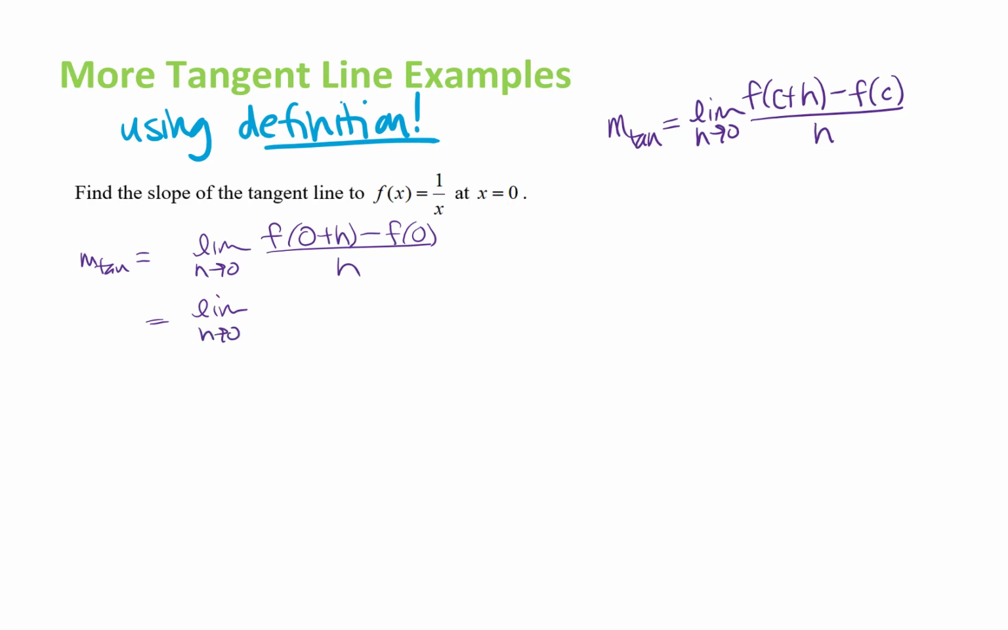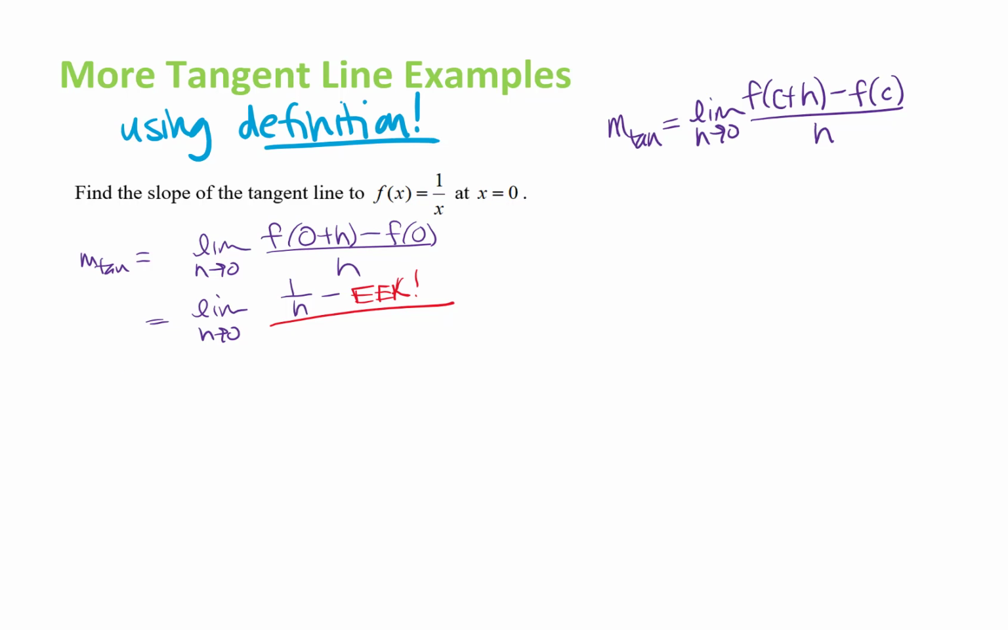When I put 0 plus h into the original function in place of x, I'll just have 1 over h. But at the moment when I go and try to put 0 into that function in place of x, we should say no. We can't do that. I can't put 0 into that function in place of x because then I end up with 1 over 0, which is undefined. So what does that mean? It means that this function does not have a tangent line at that point.